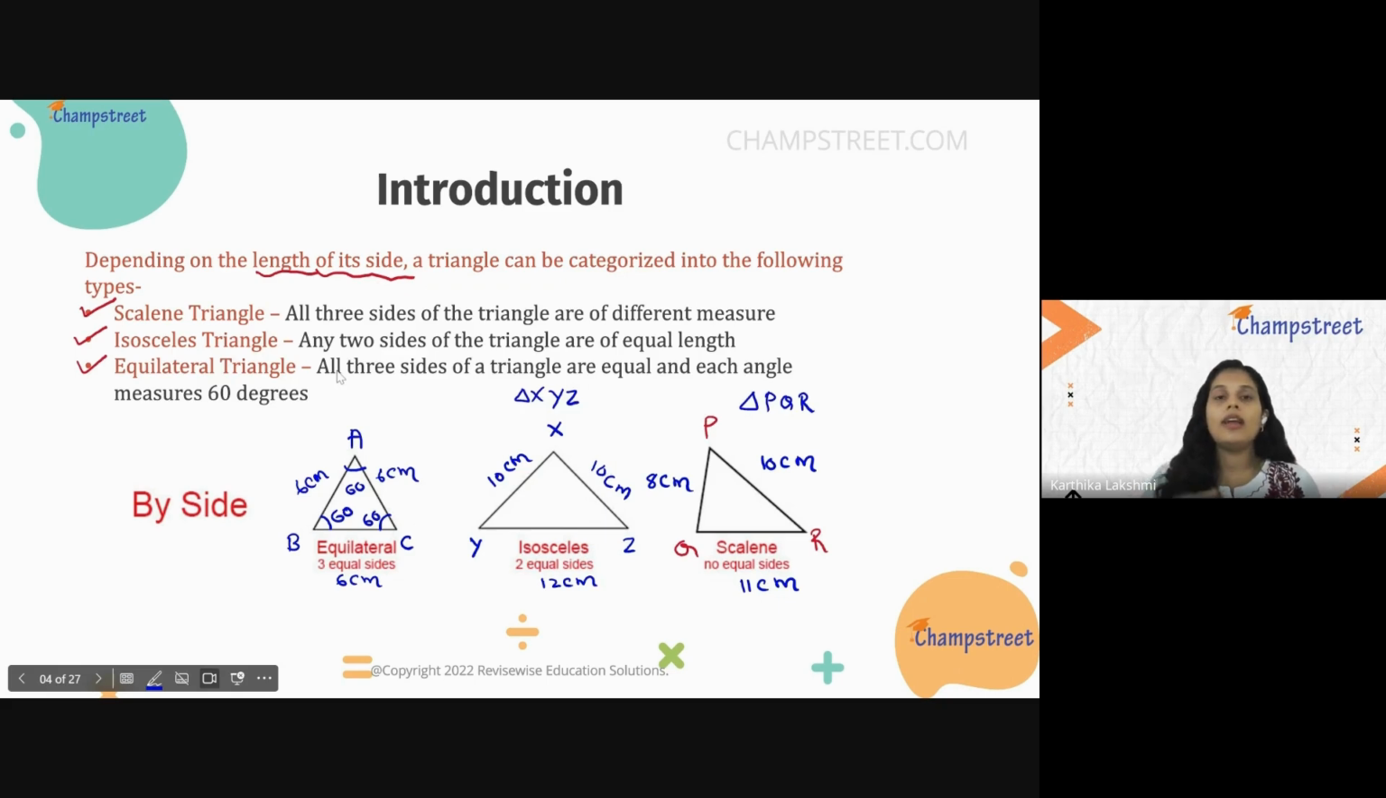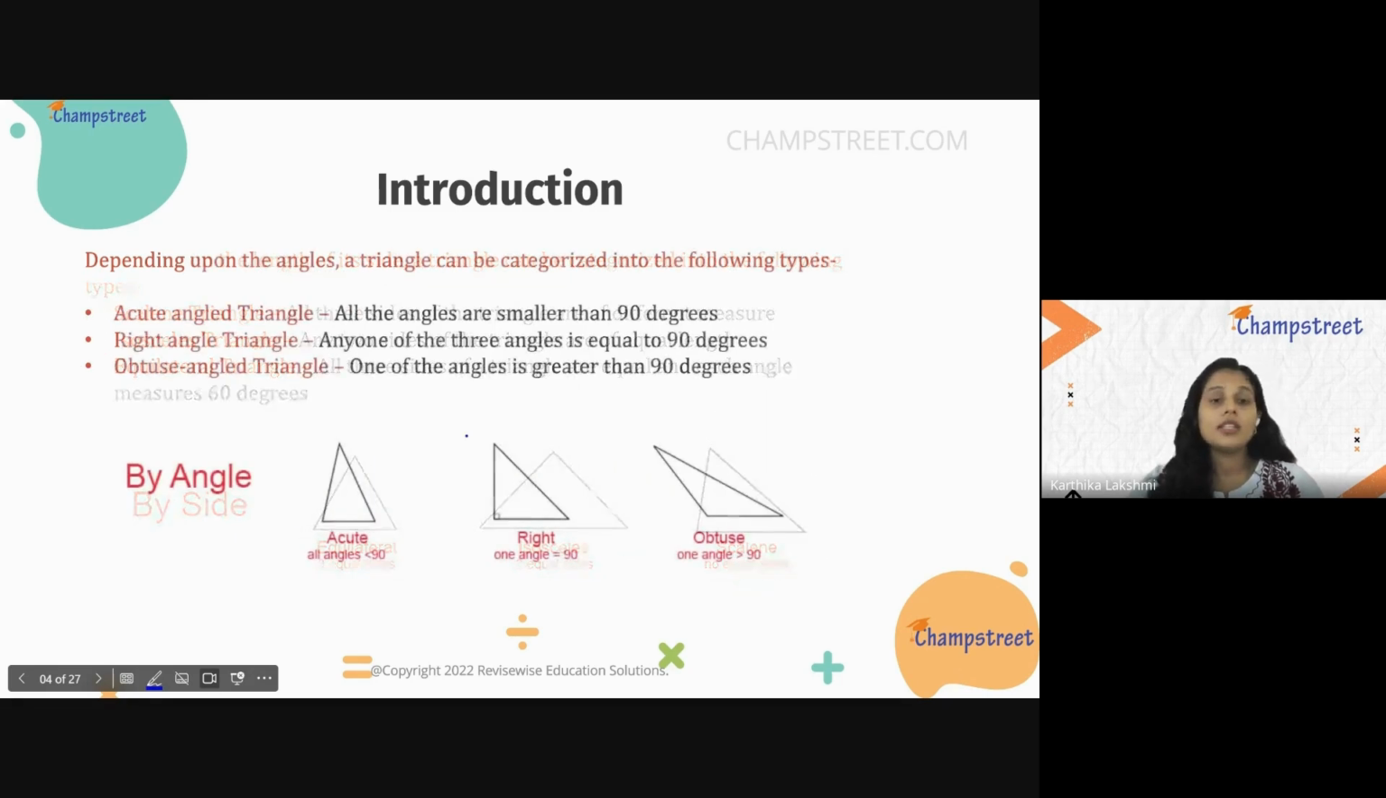So according to the length of its sides, the triangle is categorized into 3 types: scalene triangle, isosceles triangle, equilateral triangle. If all sides are different in measure, the triangle is called scalene. If any 2 sides are equal, the triangle is called isosceles. If all 3 sides are equal and each angle is 60 degree, those triangles are called what? Equilateral triangle. Got it?